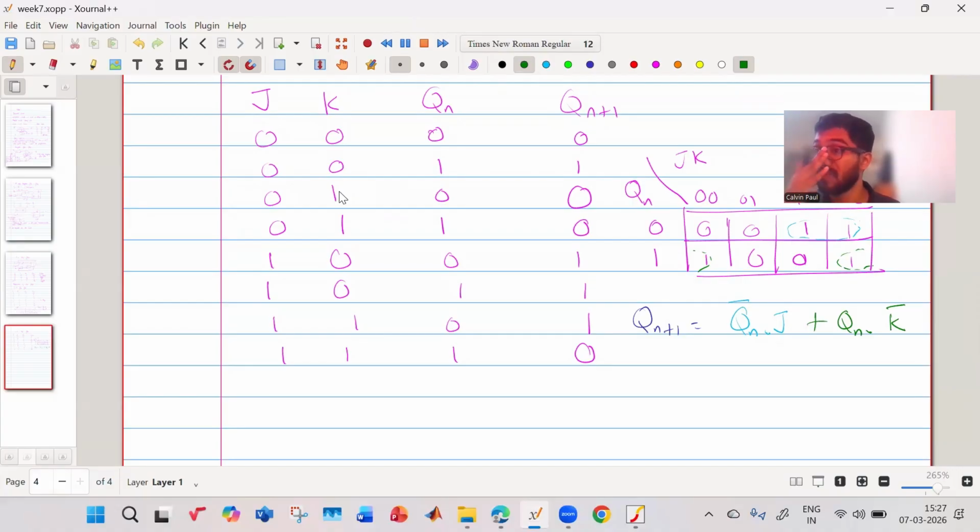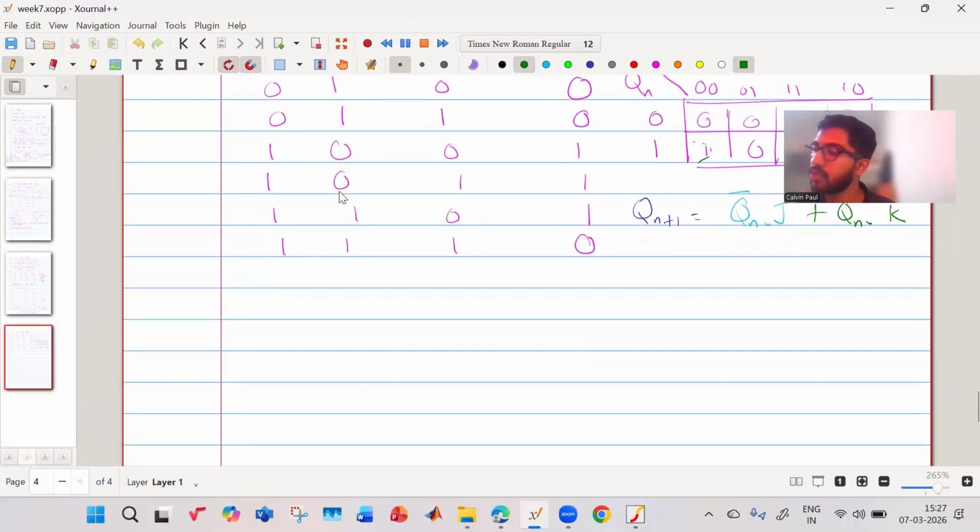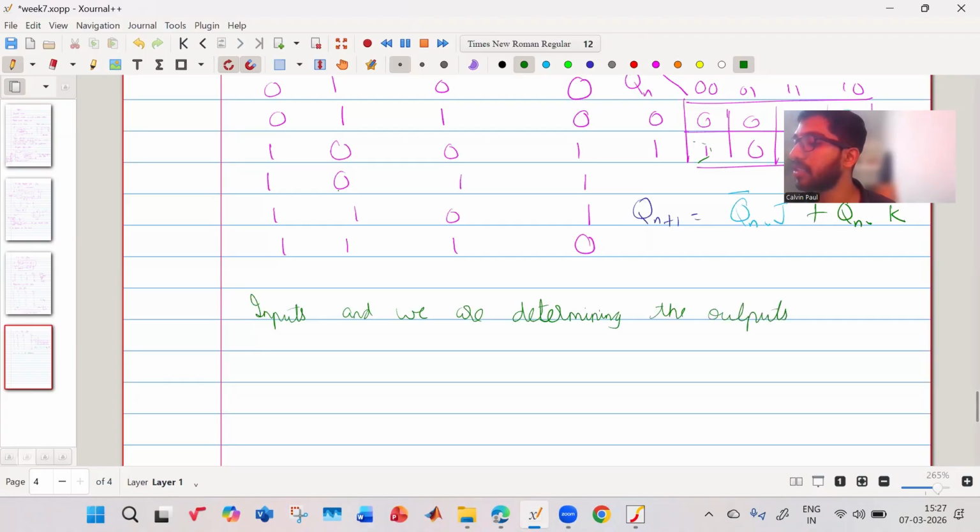Next, we can have, so one is we are seeing the inputs and we are determining the outputs. This is through the truth table, this is through the characteristic equation, etc. But what if we observe the change in outputs? We observe the outputs and we can assess the inputs.